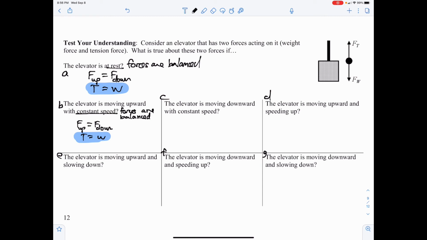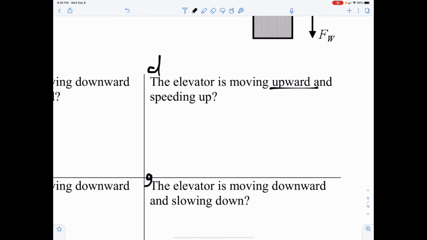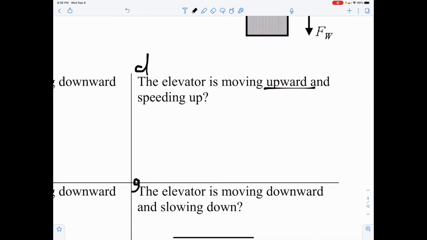Letter D. The elevator is moving upward and speeding up. Now in this situation, if it's moving upward, the velocity is up. But if it's speeding up, the acceleration also has to be up. And according to Newton's second law, net force equals ma, the direction of acceleration is the direction of the net force. They point the same way. So the net force also has to be up.